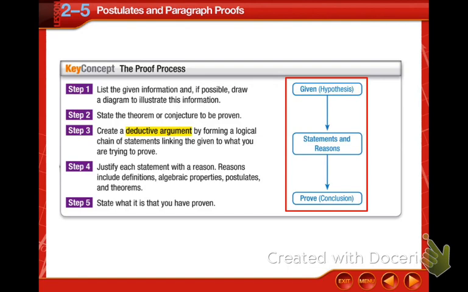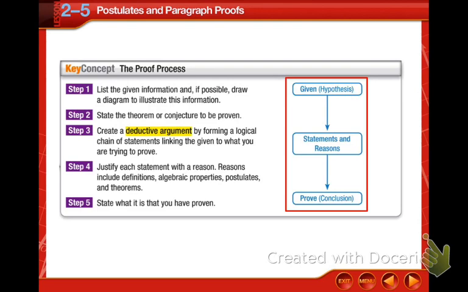So the proof process is kind of like you're solving a word problem. What I like to do when I do a word problem at least, first I list out all the information I'm given. That's what you do first. That's step 1. List out everything you're given. Step 2 is to state the thing you're proving, or for a word problem, what you're trying to solve.